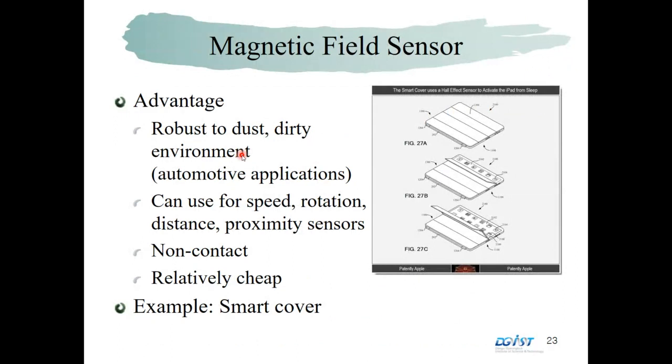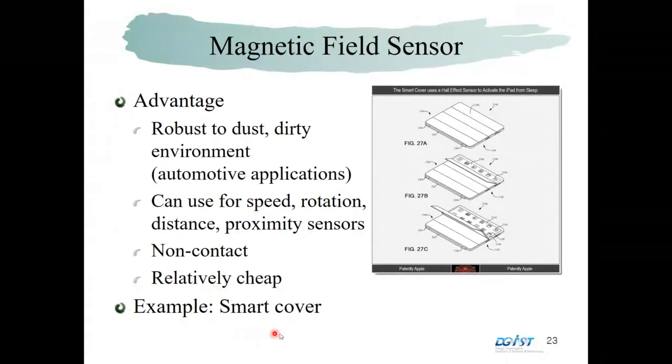Okay, and for example, magnetic sensors are very robust to dust, and you can use them in a dirty environment. That's very important in automotive applications. And so you can use this magnetic sensor to measure speed, rotation, and distance, or as a proximity sensor. And as I already emphasized, non-contact is very important, and the cost is very cheap.